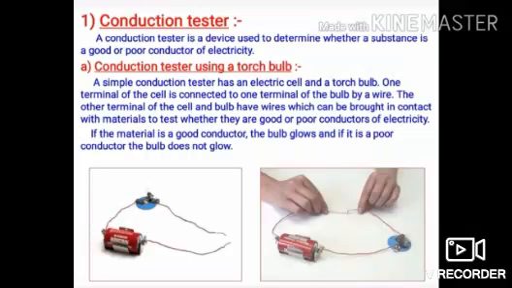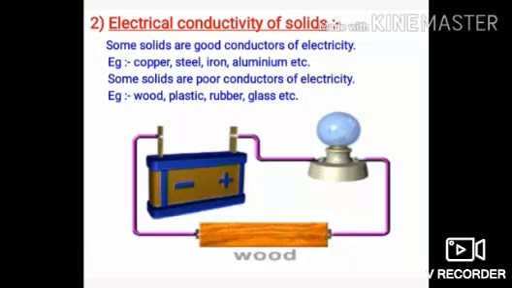If the metal is a good conductor, such as copper wire or silver wire, the bulb glows. If it is a poor conductor, the bulb does not glow. Now let us understand electric conductivity of solids. Some solids are good conductors of electricity, for example copper, steel, iron, aluminium, etc. Some solids are poor conductors, for example wood, plastic, rubber, glass, etc.